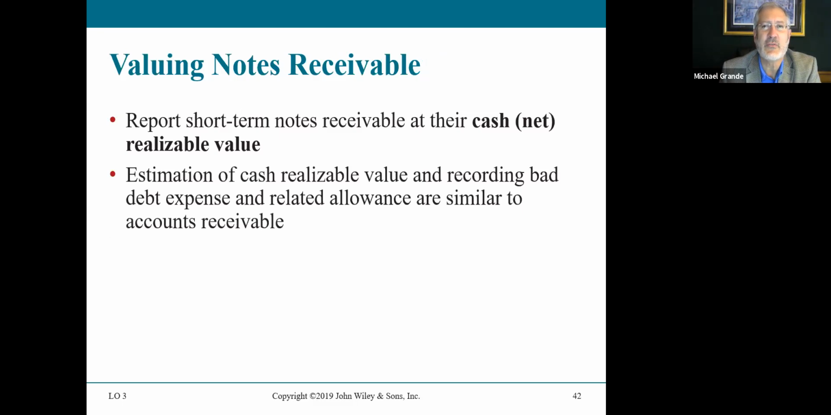Report short-term notes receivable at their cash or net realizable value. Estimation of cash realizable value and recording bad debt expense and related allowance are similar to accounts receivable. So we need to provide for possible uncollection or uncollectibility of a note as well.